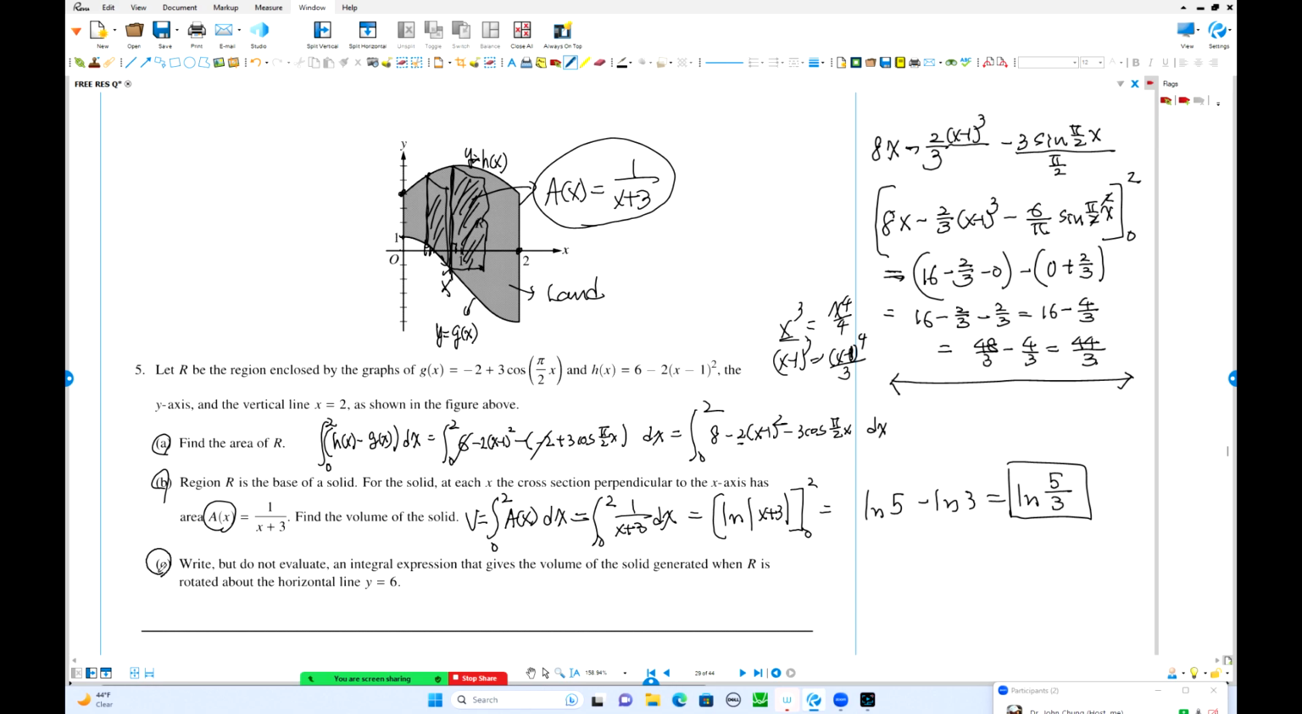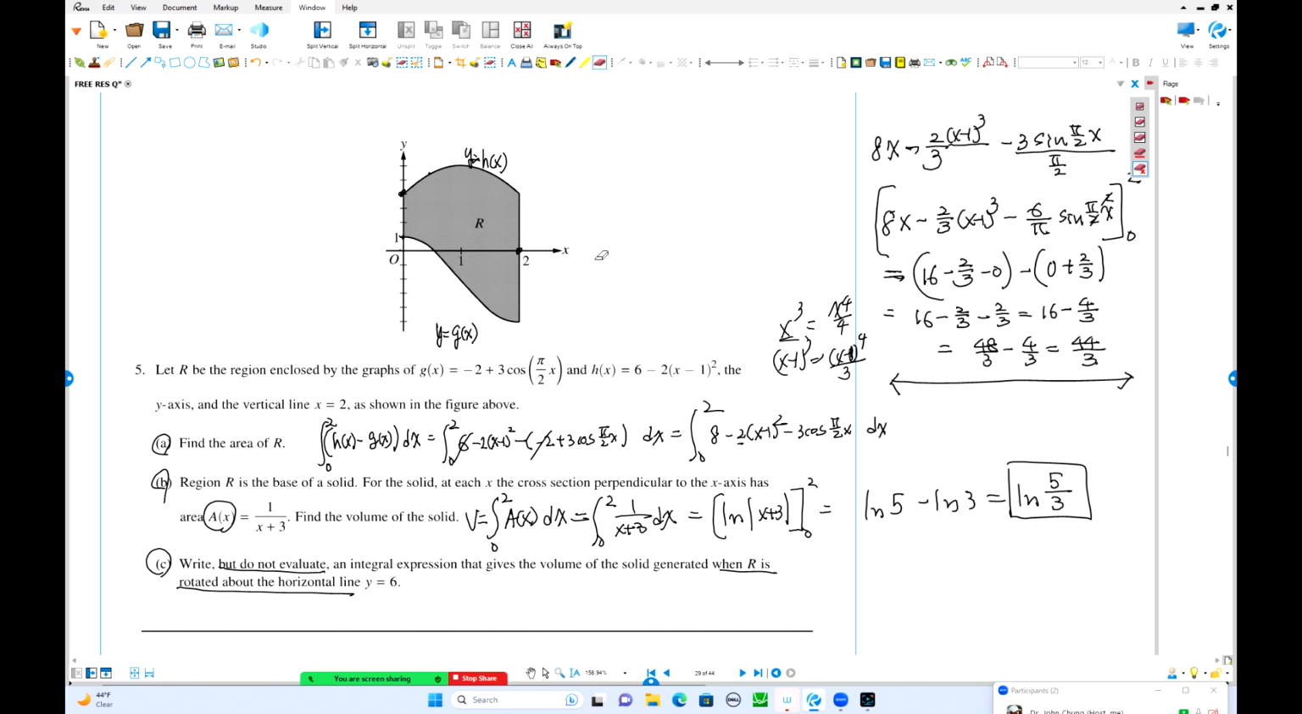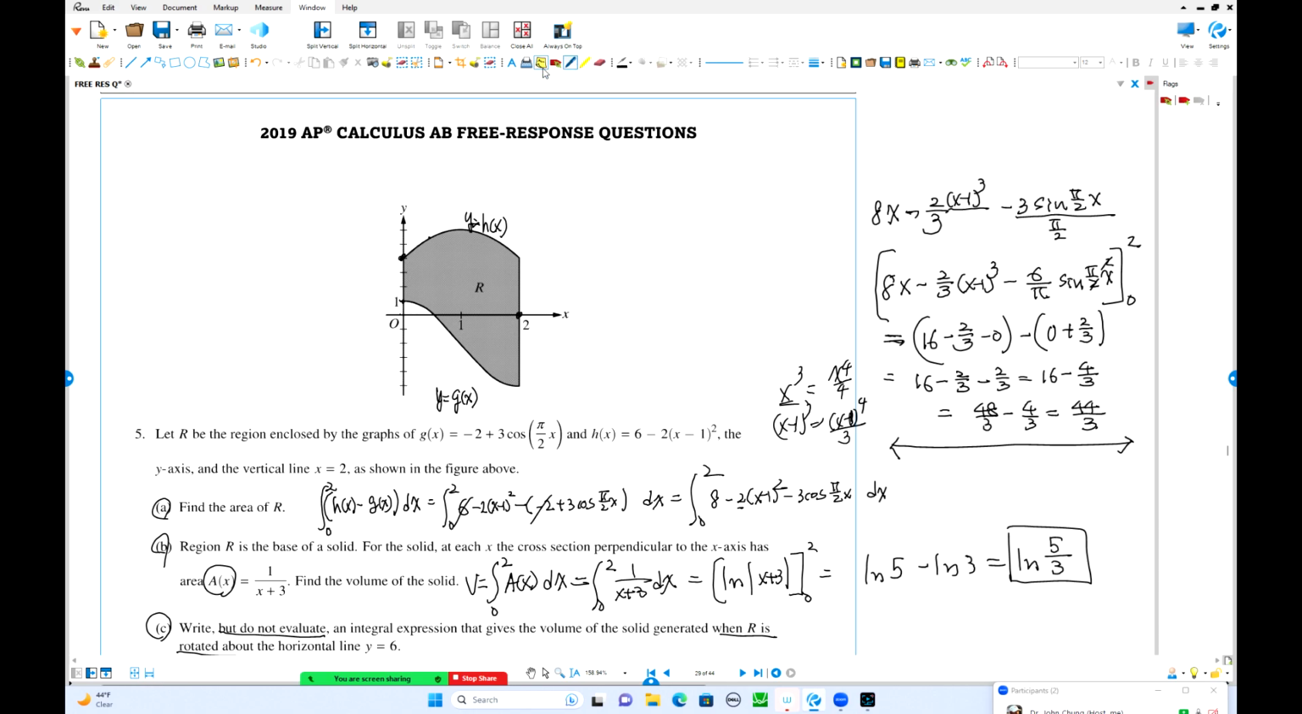The next one over here, this time it's okay to not evaluate the integral. Write the expression that gives the volume of the solid generated when R is rotated about the horizontal line y equals 6. I'm going to type that. Where is y equals 6? 1, 2, 3, 4, 5, 6. Yeah, this one is the rotation axis.